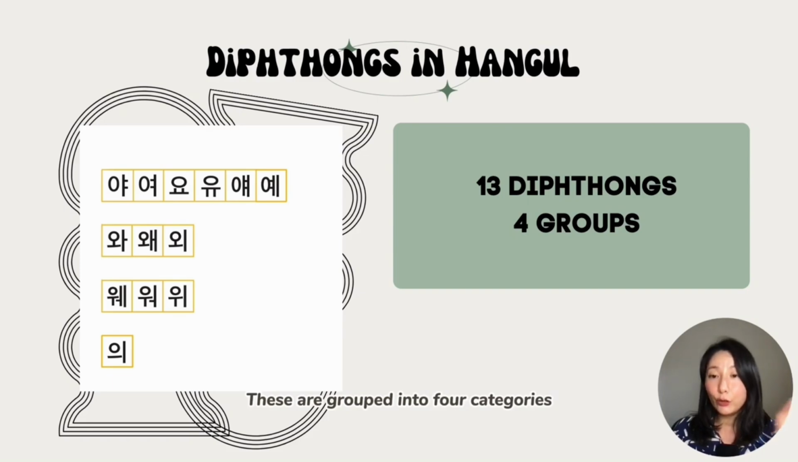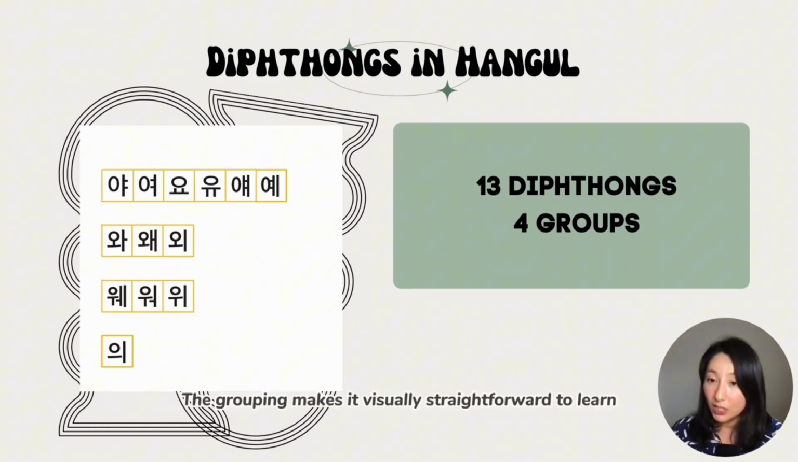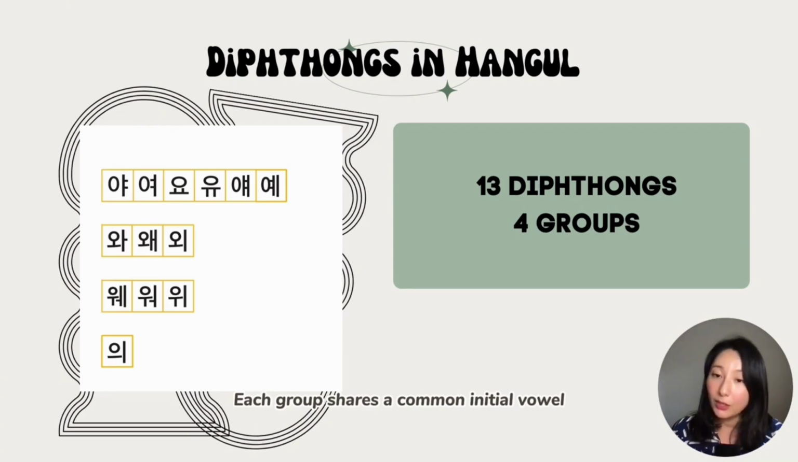These are grouped into 4 categories based on the initial vowel sound they blend with. This classification helps you understand the nature of sounds. You don't need to memorize each combination of vowels. The grouping makes it visually straightforward to learn. Each group shares a common initial vowel, making patterns easier to recognize.